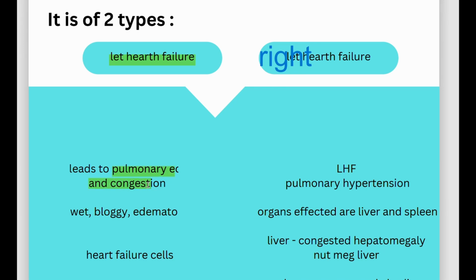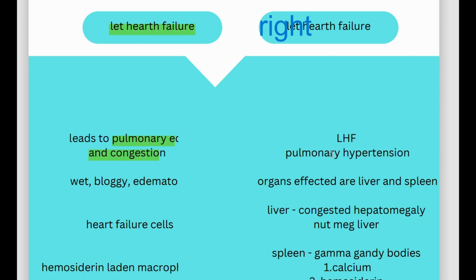And here, right heart failure leads to pulmonary hypertension. Right heart failure is of two types. First one is associated with the left heart failure, and second one is associated with the pulmonary hypertension. And if you observe the gross specimens, in left heart failure, the heart is wet, boggy, and edematous.